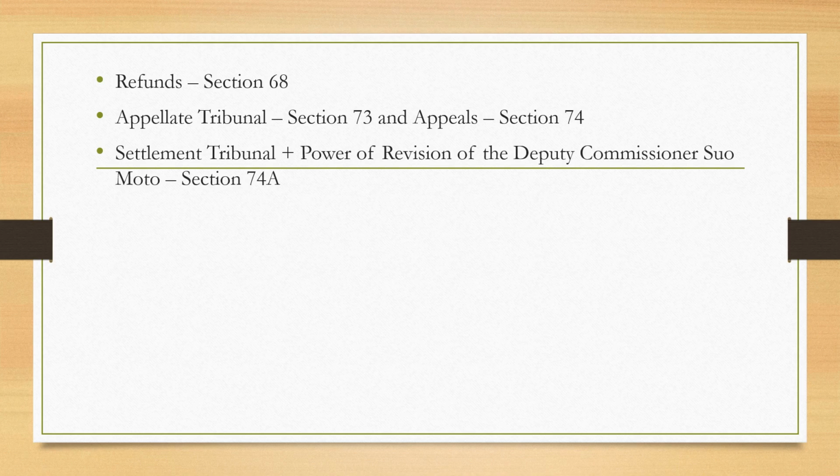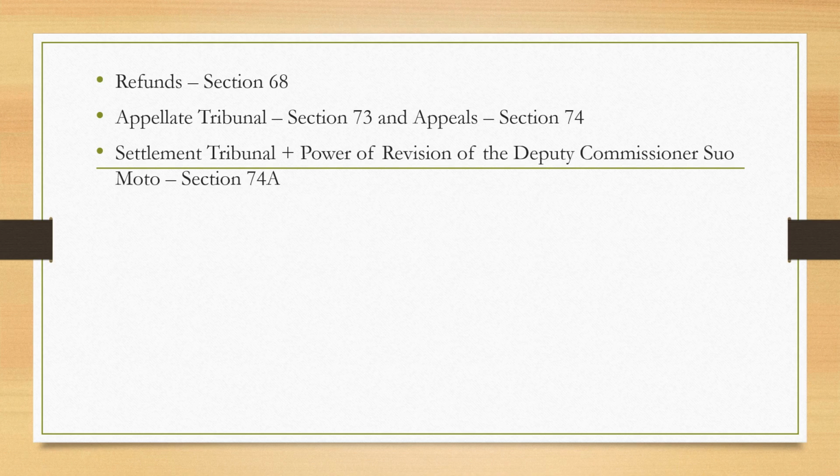Now, appeals to the appellate tribunal are discussed in section 74. An assessee aggrieved by any of the following orders may appeal to the appellate tribunal against such order. 1. An order passed by the Agricultural Income Tax Officer or the Inspecting Assistant Commissioner. The second one, an order imposing a penalty by an Inspecting Assistant Commissioner or Deputy Commissioner. The third one, any order referred to in subsection 2(A) of section 72.